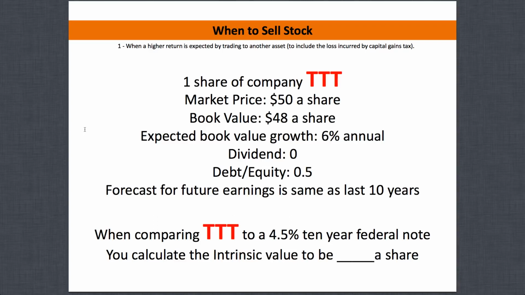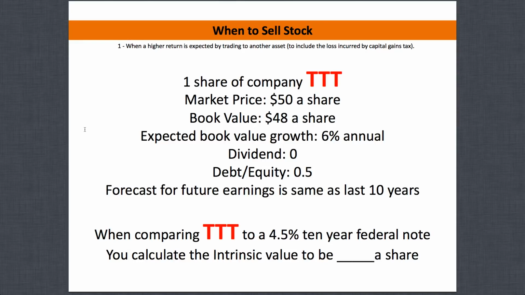And the forecast for future earnings is the same as the last 10 years. So that's the good sign. Company TTT has a good debt management. Their future earnings are all looking good, and the book value growth that we've estimated is a little bit higher than the company we're currently holding. Okay, so when we compare company TTT to a 4.5 10-year federal note, what's its intrinsic value?